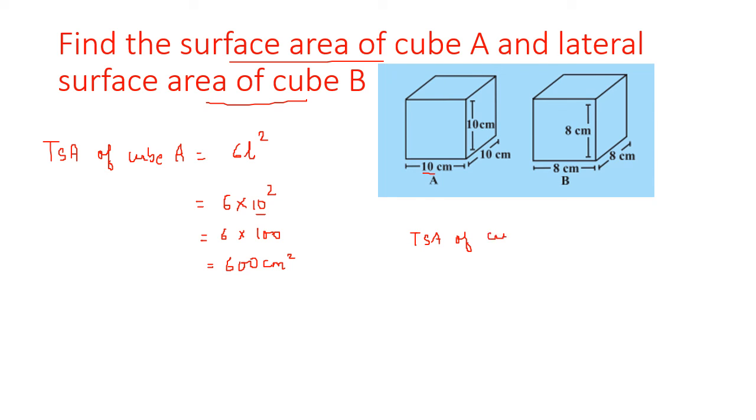TSA of cube B. Same formula, 6L square, equal to 6 into, the length is 8, so 8 square. 6 into 8 eights are 64. So 64 into 6. How much is 64 into 6? 6 fours are 24. 6 sixes are 36, and 3 is 39... 384. So 384 centimeter square is the total surface area of cube B.